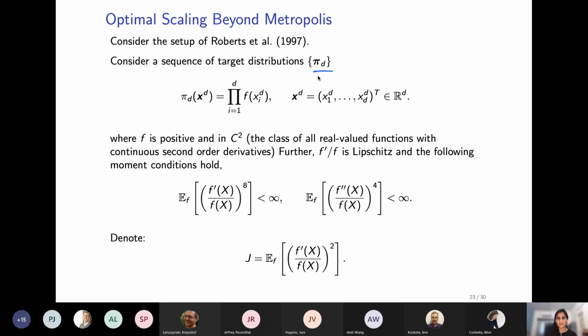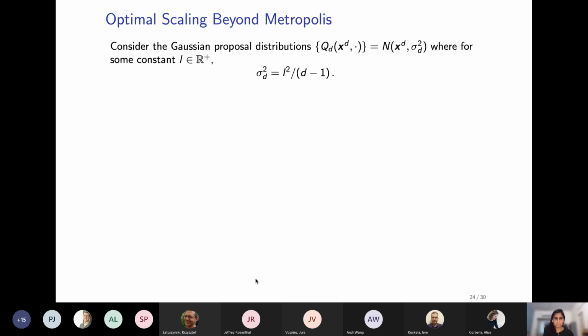So here's the whole chunk of the setup. We consider target distributions that are decomposable. Each marginal distribution is essentially the same, they're independent, and D denotes the dimension of the distribution of the vector. My class of densities is a reasonably well-defined class, and as is common, and as was done in the first paper, we're assuming that the expectation of the 8th moment of the derivative of the log is finite, and the fourth moment of the double derivative of the log is finite. And I will denote by J the second moment of the derivative of the log of my univariate density function f. Okay, so this is the general assumption bracket of the general setup of the paper.